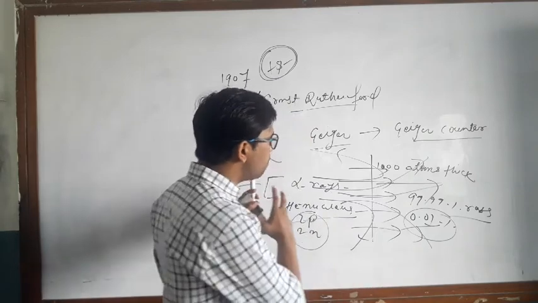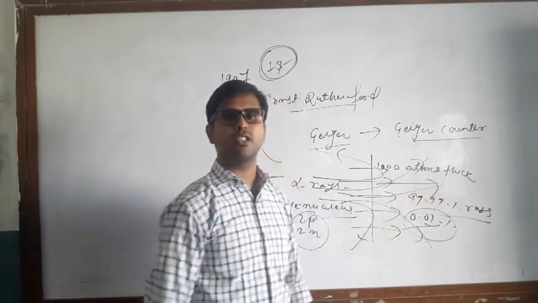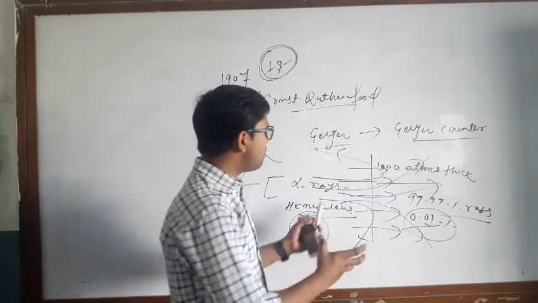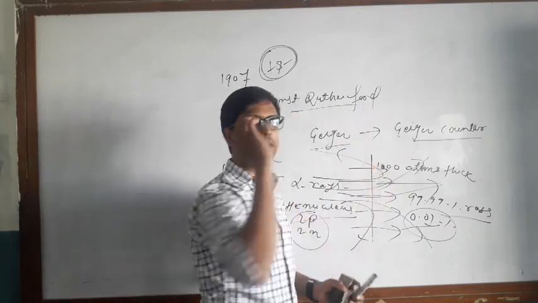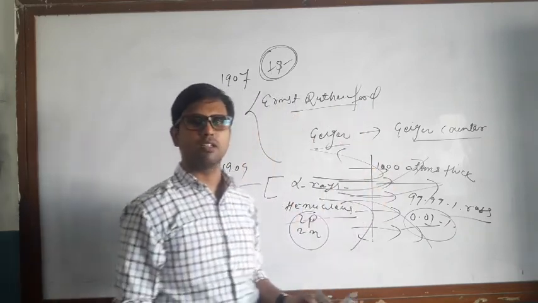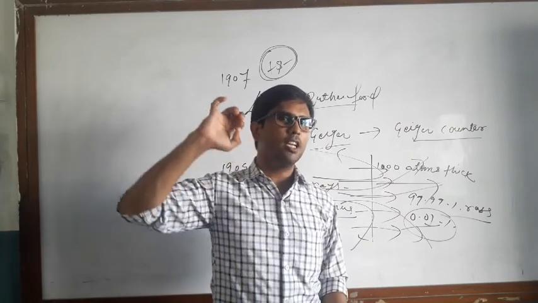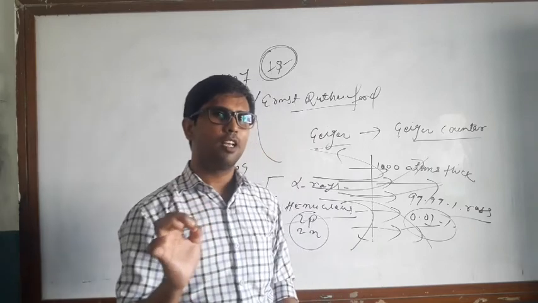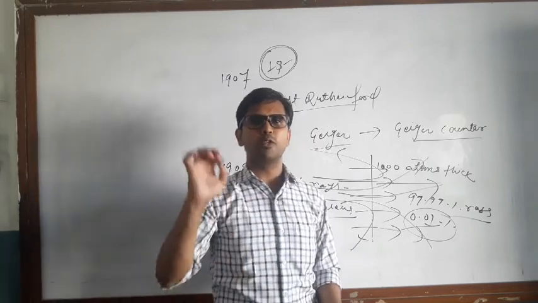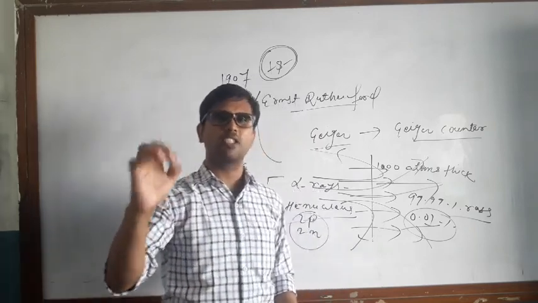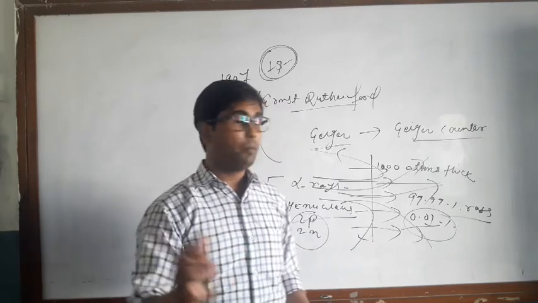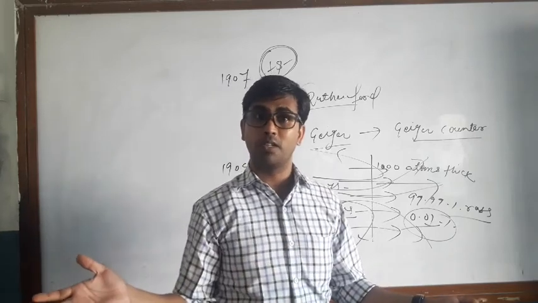Why are most of the rays crossing out? Why are some of the rays getting deviated from their paths? What was the reason? Because they actually got something, an evidence which was going to support the idea of the existence of nucleus. But the experiment was going on.